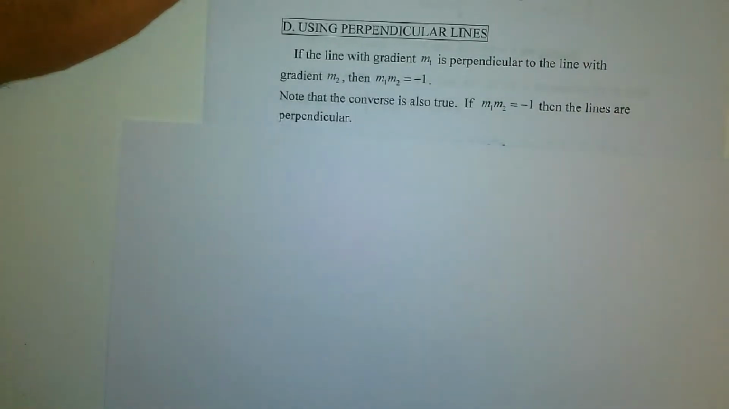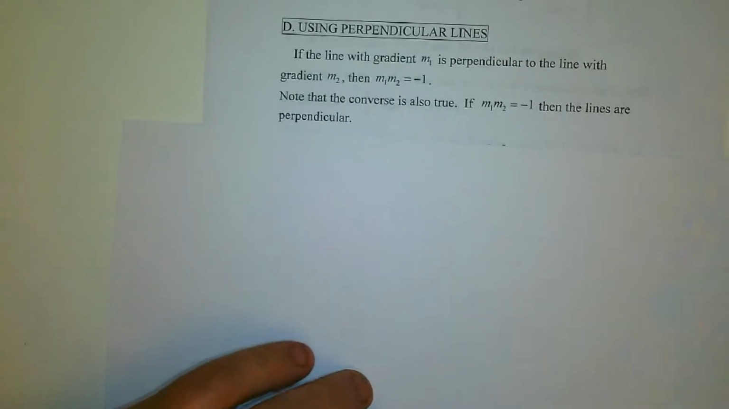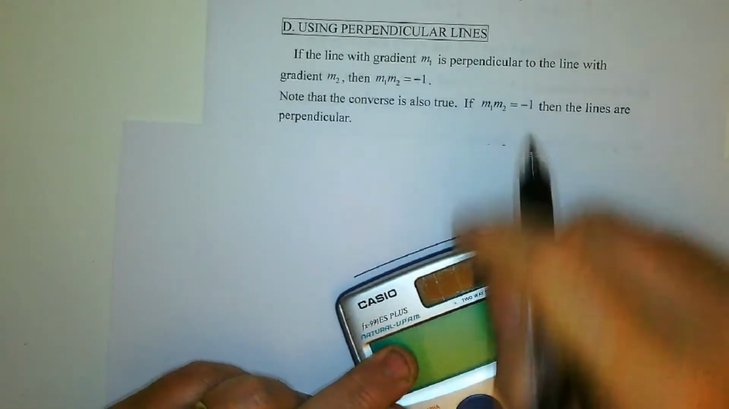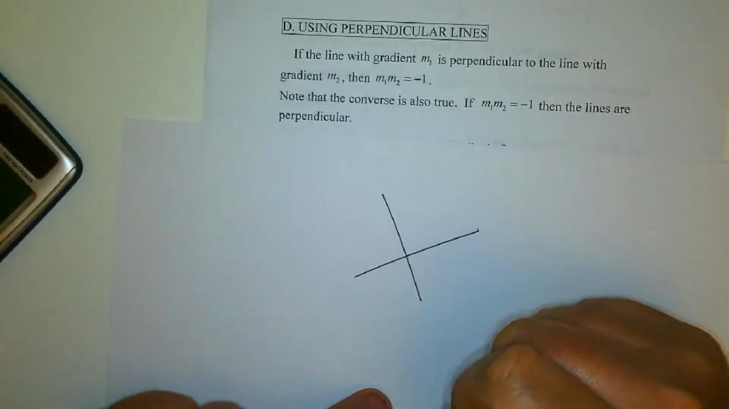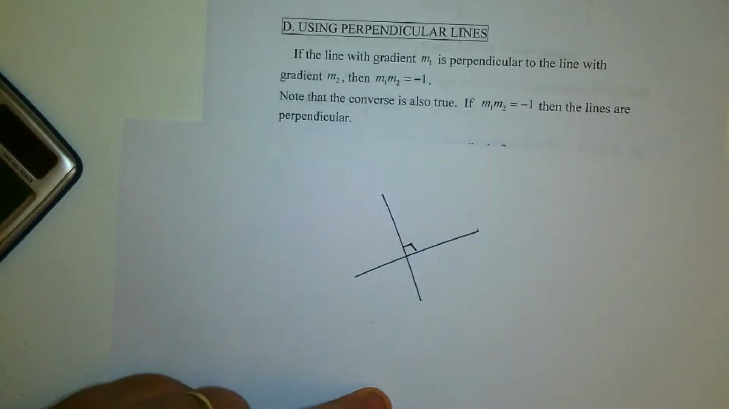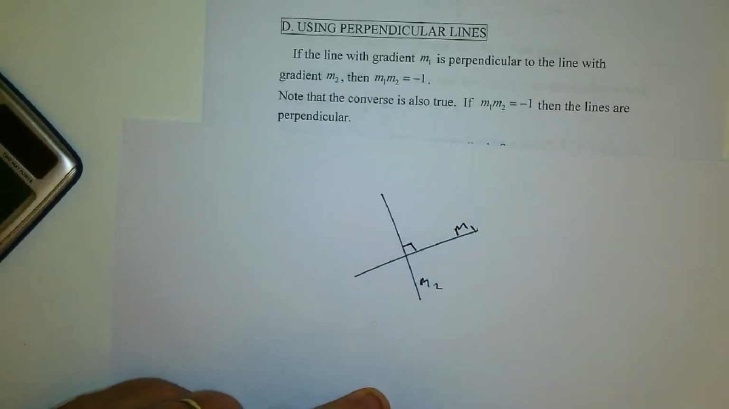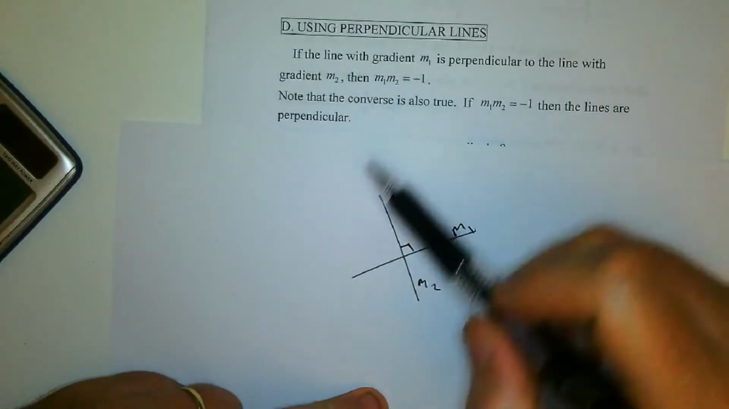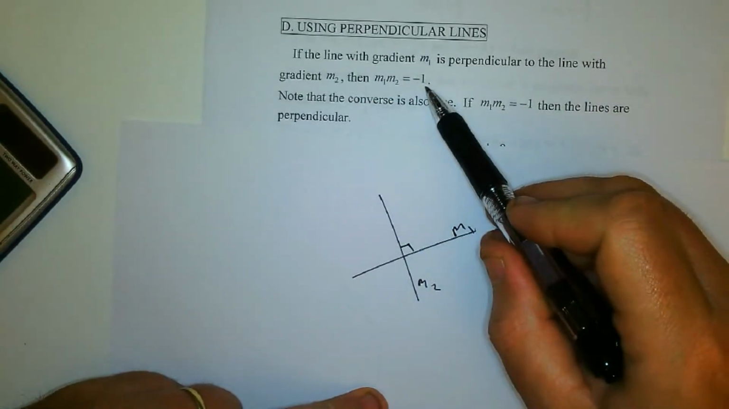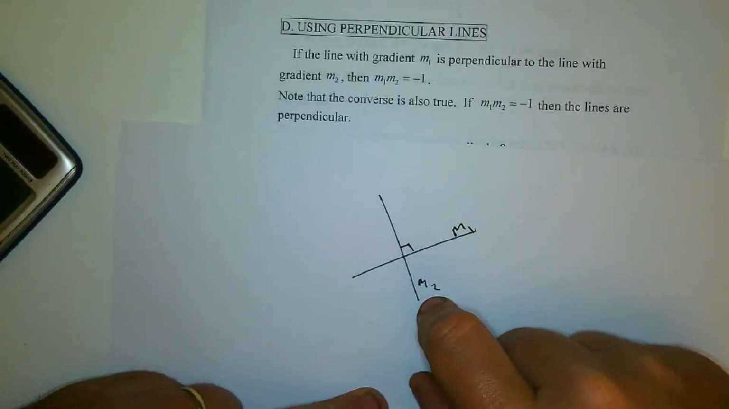Right, okay, you've obviously got two lines. Now what do we mean by perpendicular? Essentially, perpendicular is at 90 degrees. So if you've got M1 and M2, two gradients, and you multiply both of those gradients and get -1, the lines are perpendicular, at 90 degrees to each other.